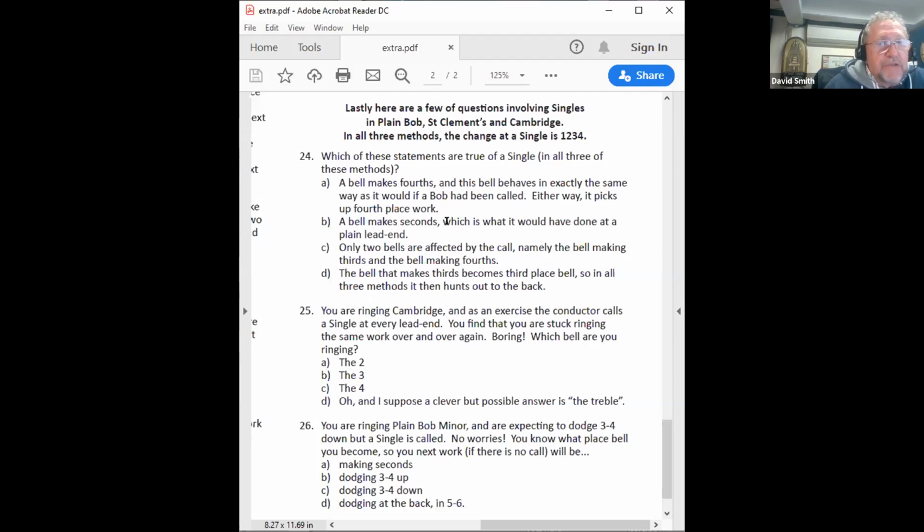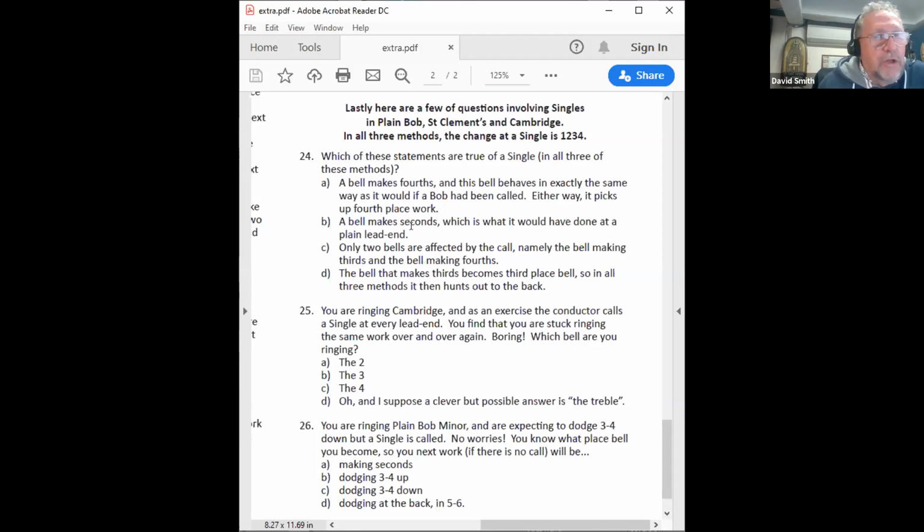Next question, is it true, look at what the change is, that a bell makes seconds at a single? We have a nod, that's a good sign. Several nods, yep. So a bell does make seconds, good. And is that what it would have done at a plain lead end in this method? So in Plain Bob and St Clements and Cambridge, does a bell make seconds at a plain lead end? Yeah. More nods, yes. Not in Norwich, but in those methods, yes, a bell makes seconds.